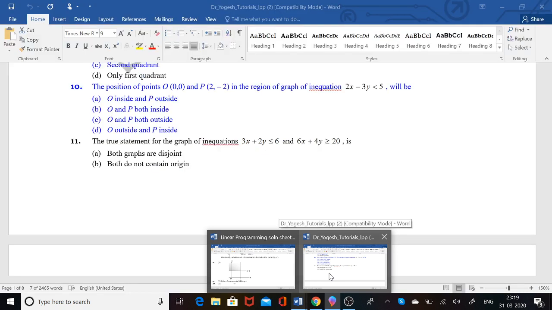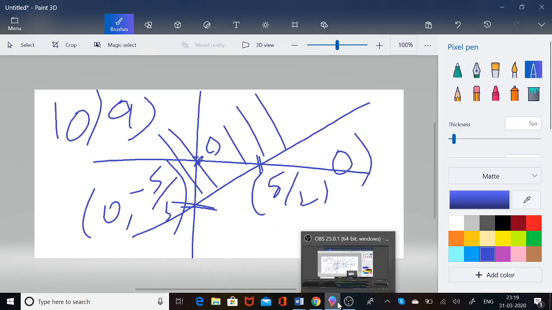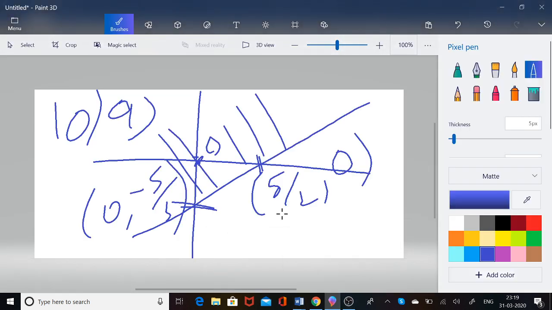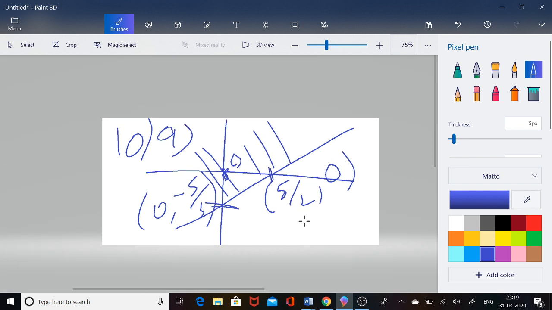You can check it: the origin is inside and P is outside. This is the origin, which is inside over here, and your point P is outside over here. So tenth is A.